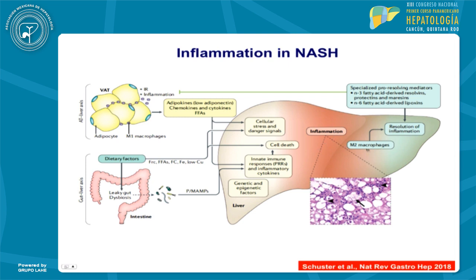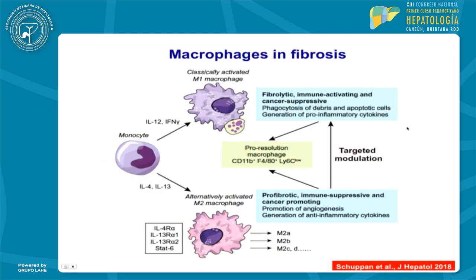And finally, there is the modulation of inflammation. There are M2 macrophages and some other macrophages that actually are involved in the resolution of inflammation. So it's very important how to modulate these cells. And in fibrosis, again, there are M1 macrophages that are more immune activating and M2 macrophages that are more profibrotic, and then you have pro-resolution macrophages that have yet another phenotype.